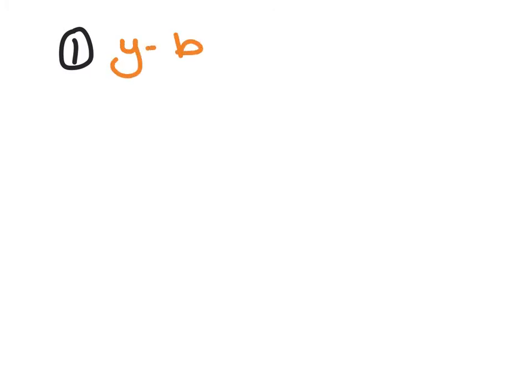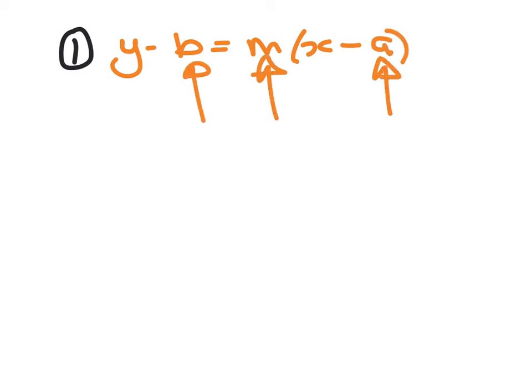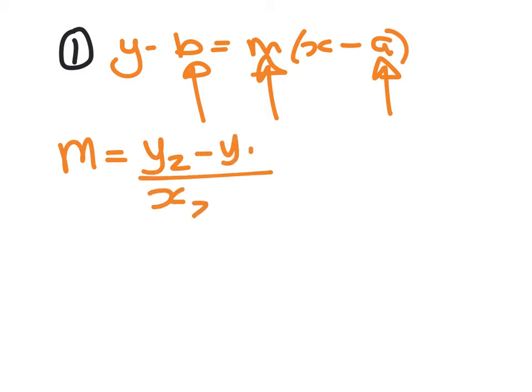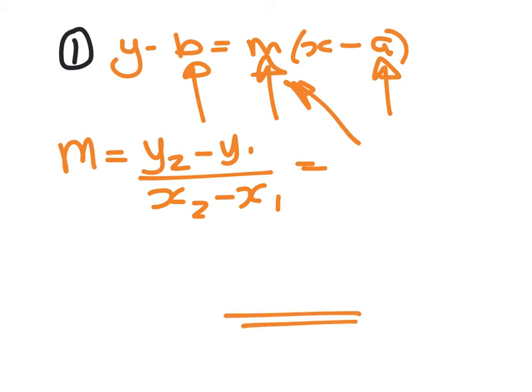Well, eventually we're going to use the formula y minus b equals m(x minus a). So we're looking for what's m, what's a, and what's b. We can use the gradient formula m equals (y2 minus y1) over (x2 minus x1), using the points that they're given. You can then substitute that straight into the formula along with one of the points to get the answer. A nice wee simple starter for you.